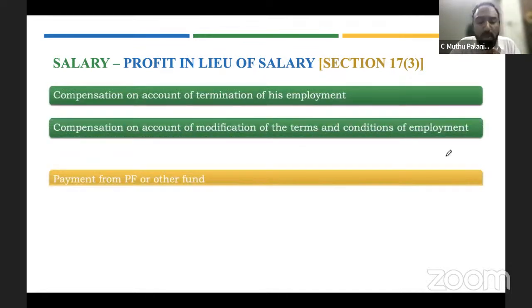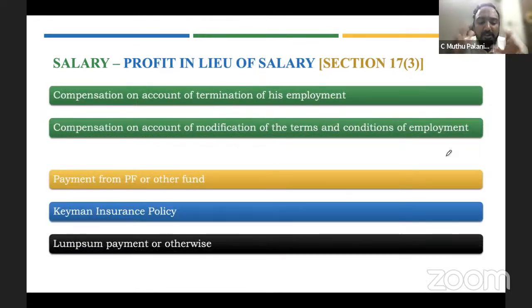So what exactly is profit in lieu of salary? It could be any of these. It is any compensation on account of termination of employment. An employee is terminated, and because of this termination, money is being paid, whether by the current employer or former employer. I could receive it at any point in time. At the time of receipt, it is taxable. So it is profits in lieu of salary, which means it is actually not salary, but it will be considered as salary. So it takes the characteristics of salary.